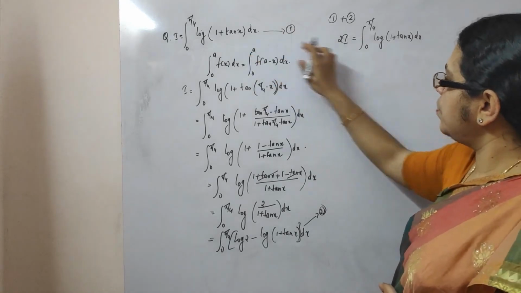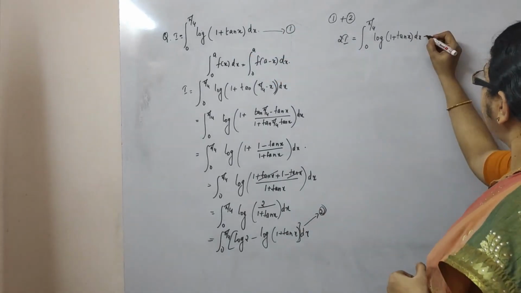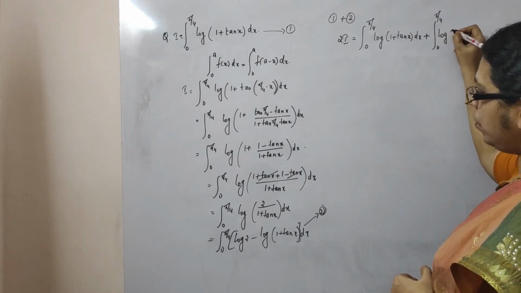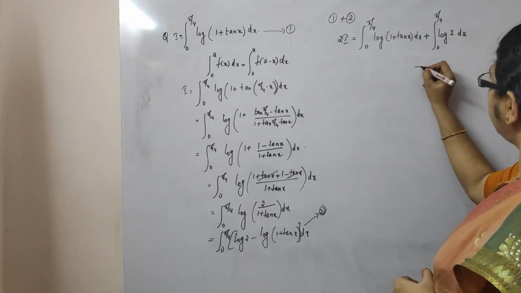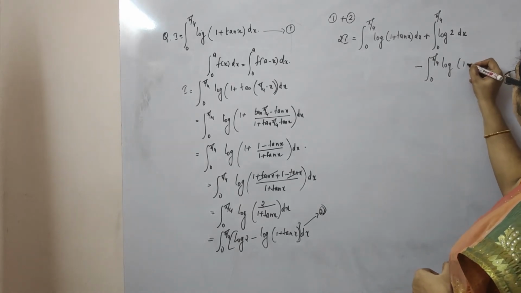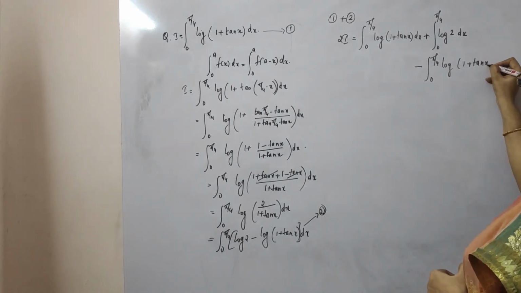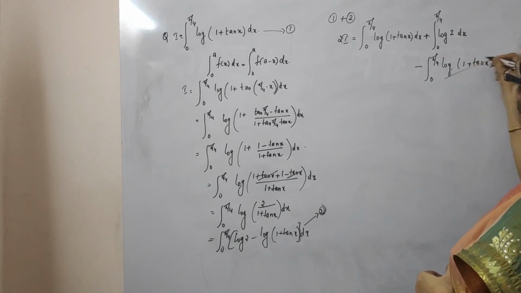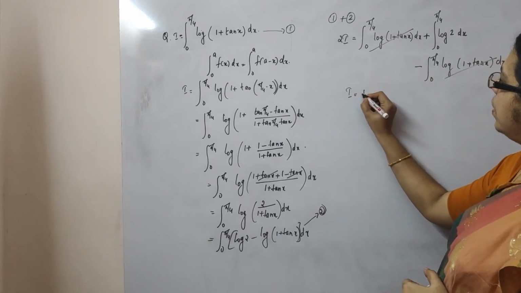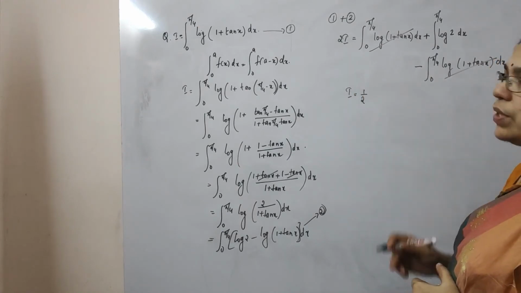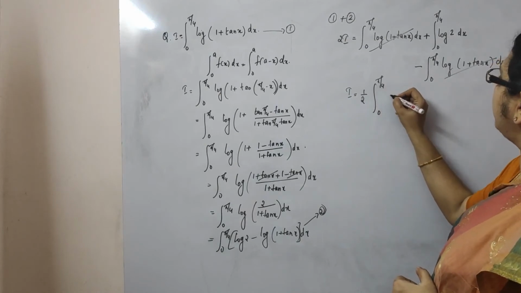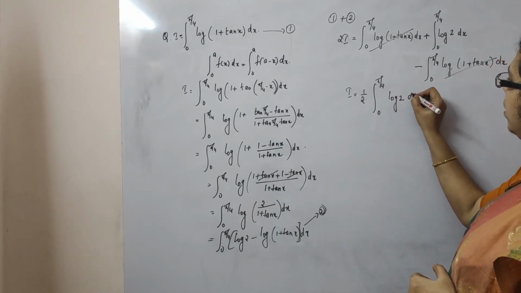Okay. This part plus this part. Plus integral 0 to pi by 4 of log 2 into dx minus integral 0 to pi by 4 into log of 1 plus tan x into what? Dx. Now this and this will get cancelled. What do I get? I is equal to 1 by 2. This 2 comes to the denominator. 1 by 2 into integral 0 to pi by 4 of log 2 into dx.